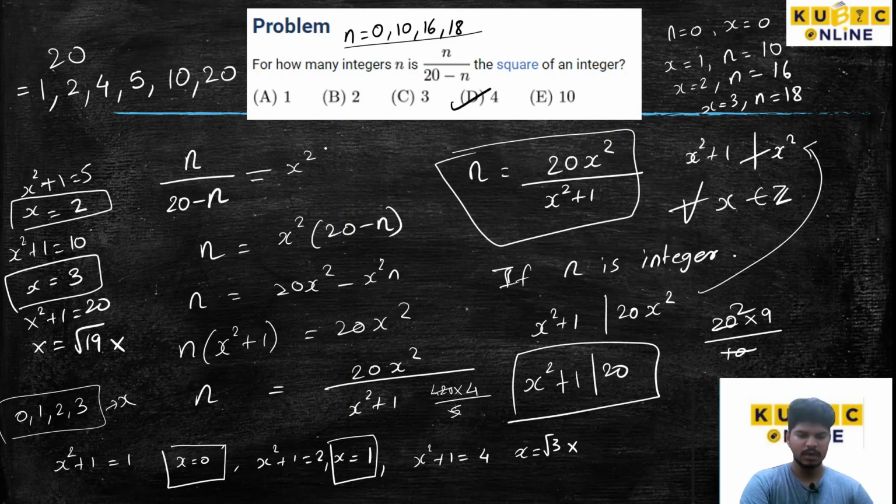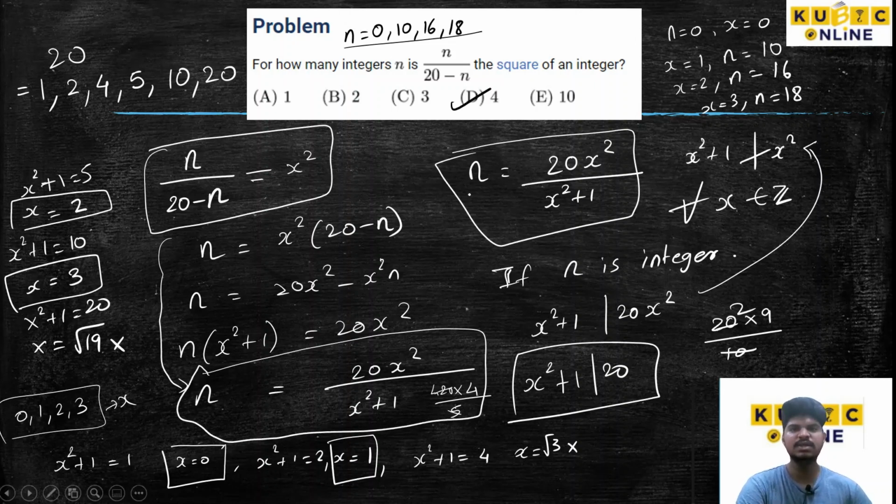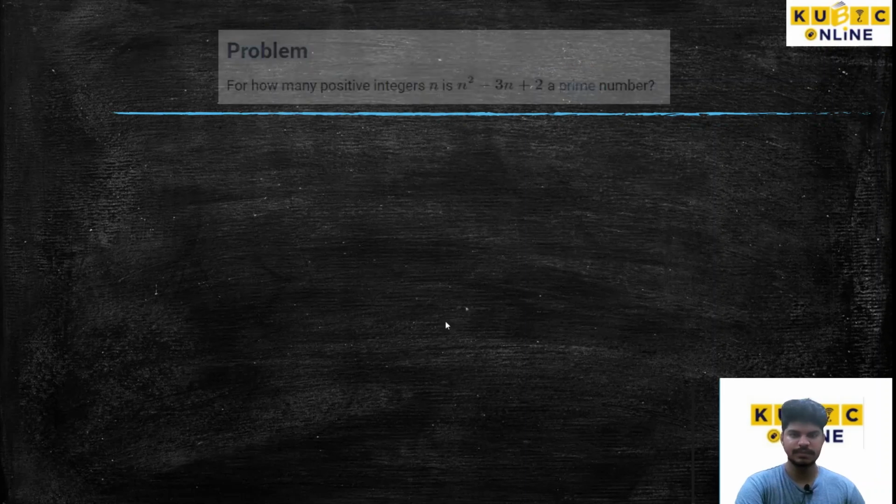So what did we do here exactly? We found one condition that this is some integer square, but finding an integer square is tough. So we converted it into this form. We know that this fraction is an integer. Now finding an integer is always easier than finding an integer square. So we try to find for what values of x this is an integer. Okay. So now let's move on to the next question.